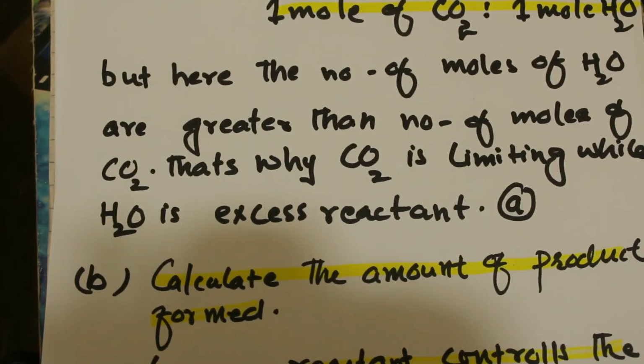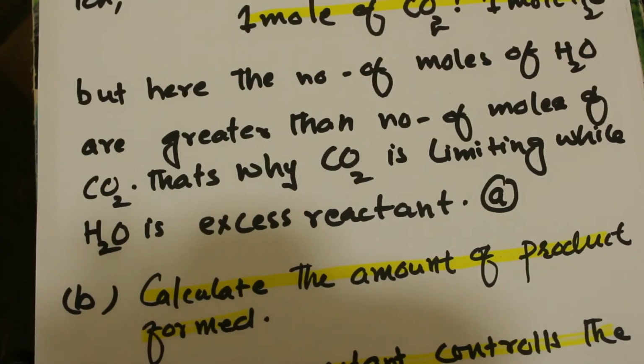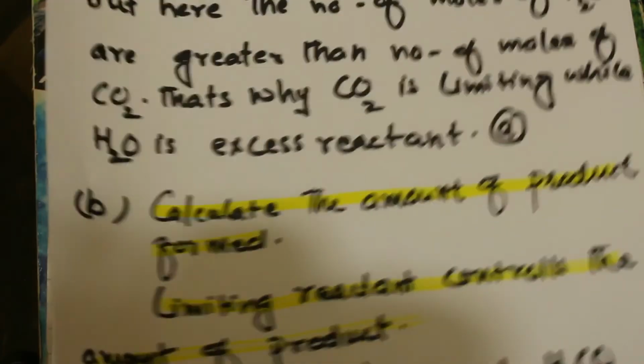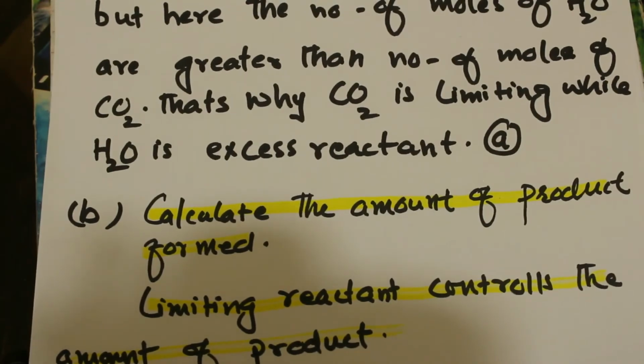Now the second part of this question is what is the amount of product which forms. The first part of this question was to find the limiting reactant and excess reactant, and we are done with that. We found the limiting reactant, which is carbon dioxide, and the excess reactant, which is water, and some amount of water will remain unreacted, and we will find that amount later on. But let's focus on the second part of this numerical problem.